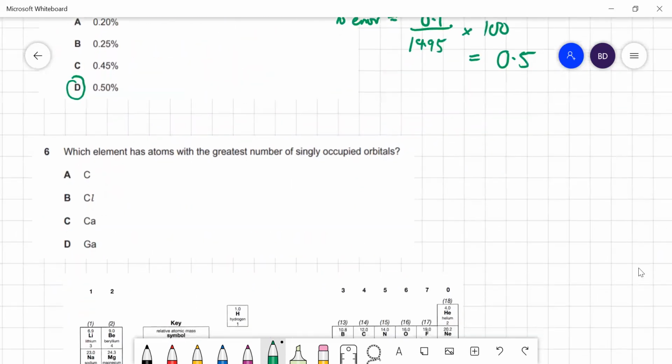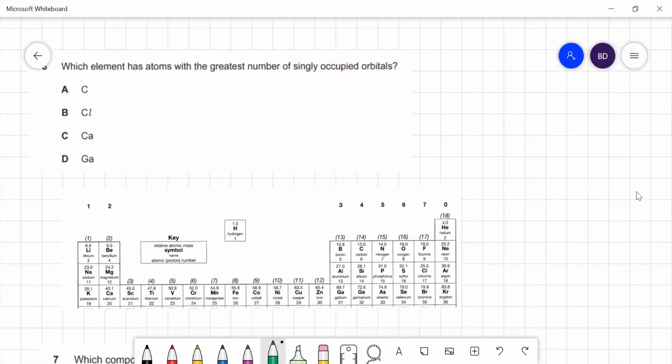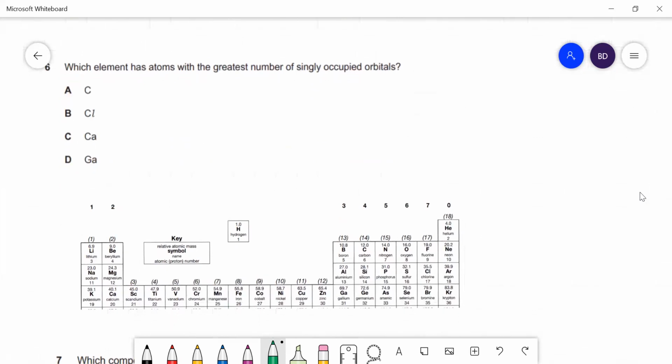Okay, which atom has the greatest number of singly occupied orbitals? Okay, so let's have a look at carbon. It's going to be full up until 2p2. And of course, remember the 2p orbitals, you get 1 electron in 1 p orbital and 1 in the next one. They don't pair up until they've got to. So carbon's got 2 unpaired electrons.